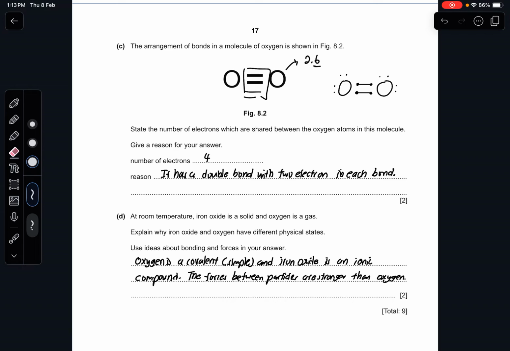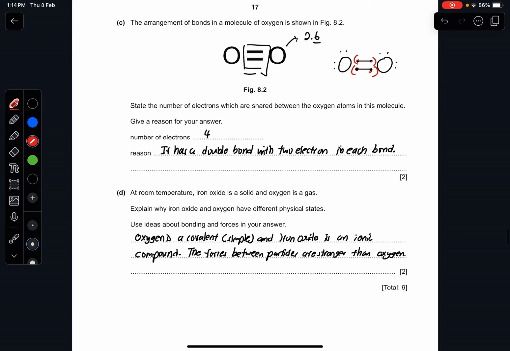So the question says give a reason for your answer the number of electrons which are shared between. So shared between would be 1, 2, 3, 4. So the answer is 4. Reason is because it has a double bond with 2 electrons in each bond. 2 electrons, 1 set, 2 sets.